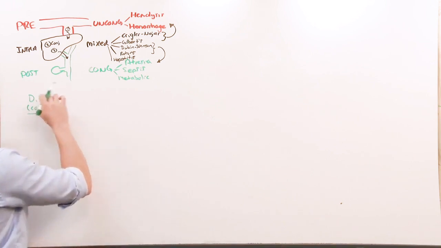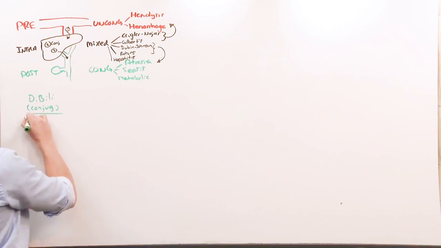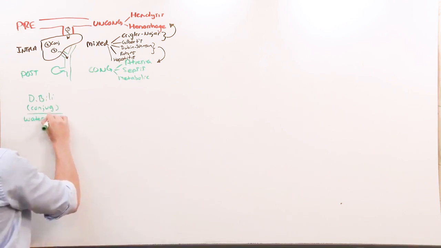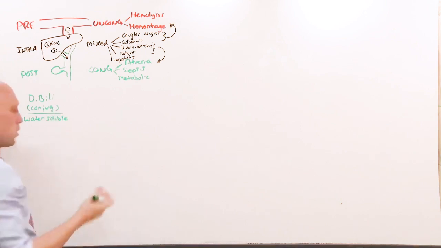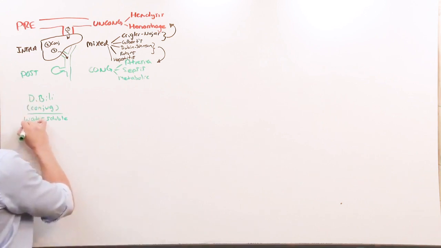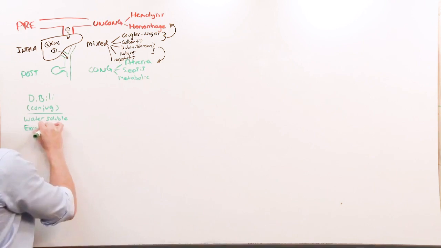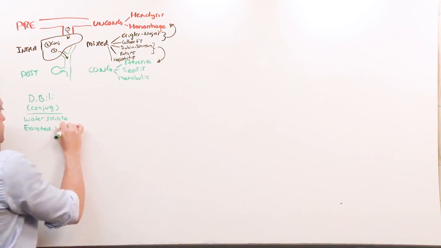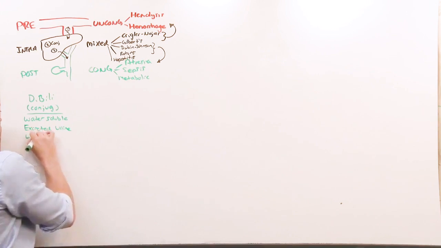Conjugated bilirubin has a charge, and so it becomes water-soluble. In being water-soluble, it cannot cross through cell membranes very well. So when it is excreted in the urine, it is trapped in the urine, and it turns the urine dark.